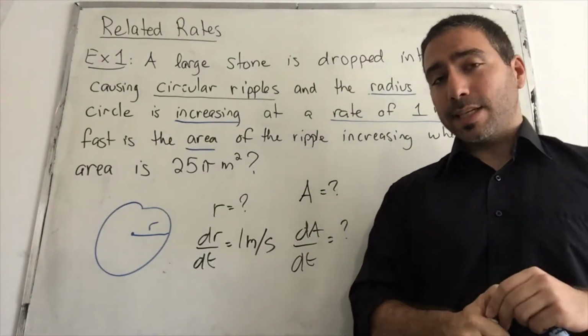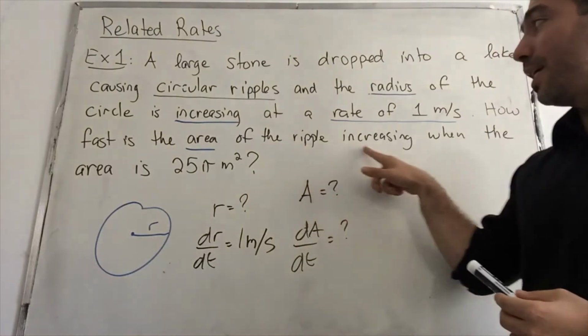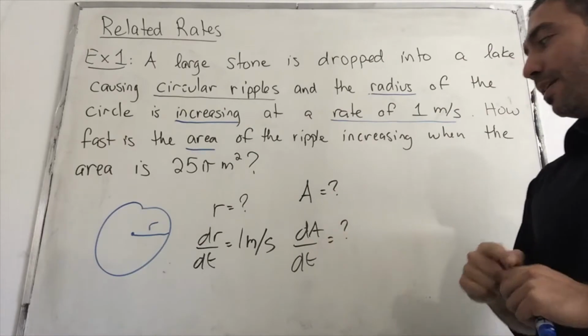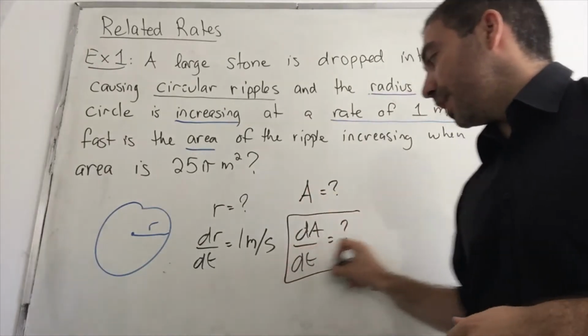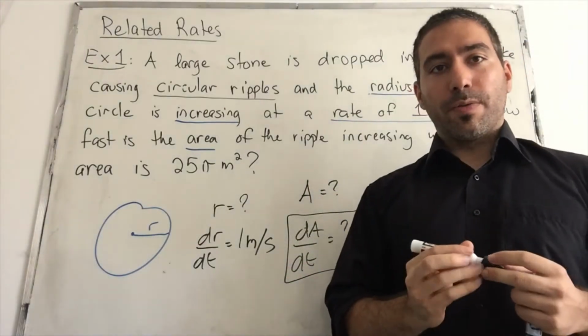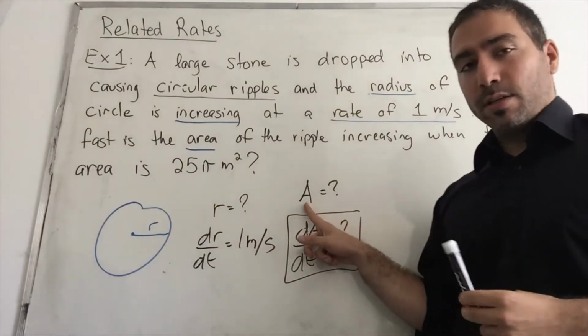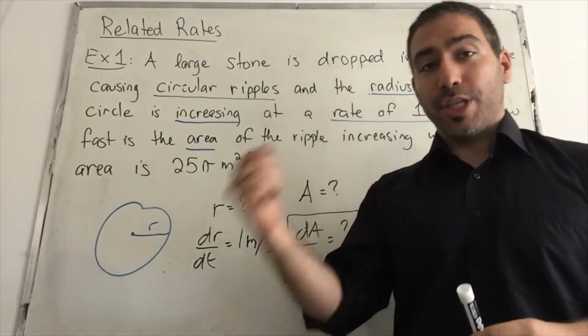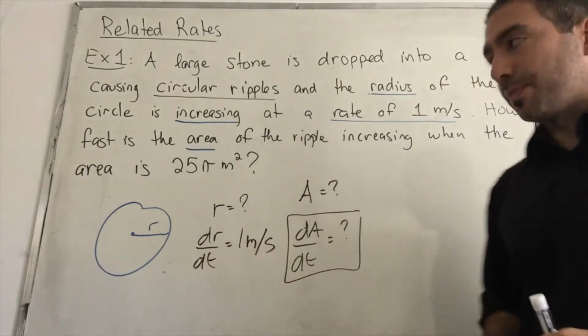Okay. Since it's asking how fast is the area changing or increasing, that's dA dt. The question's asking us for dA dt. That's our goal, to go find dA dt. It's not asking us what the area is. It's asking how fast is the area changing. There's motion involved. That's the derivative.